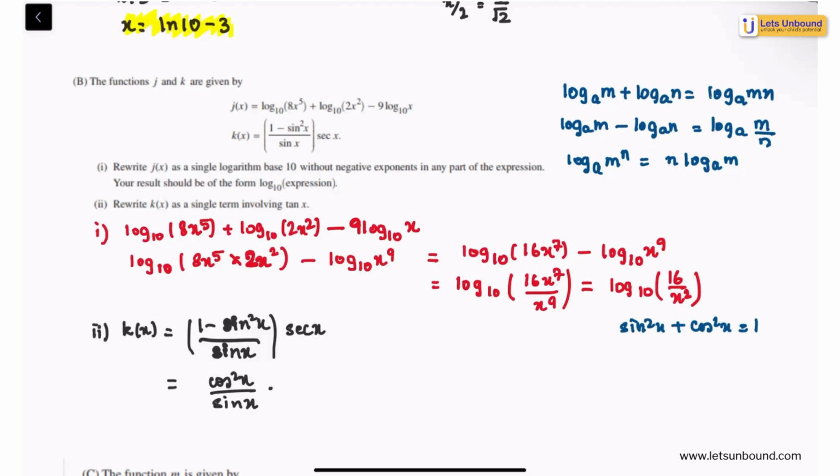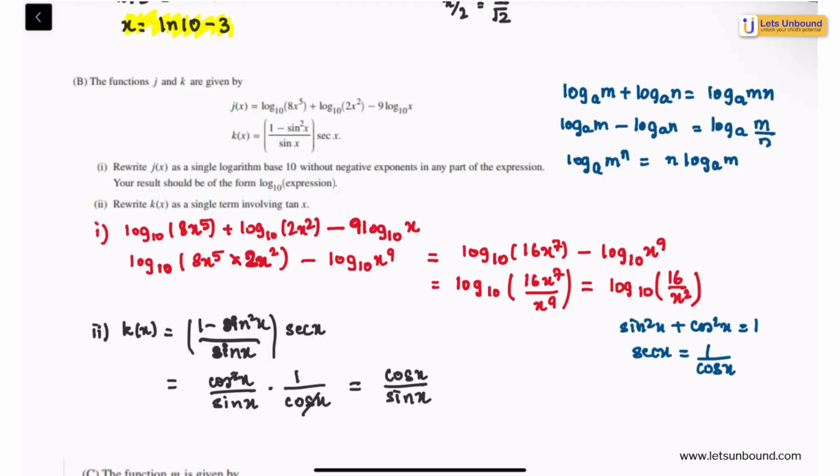I also know sec x is the inverse of cos x, which is, sec x can be written as 1 over cos x. So I will replace it here, 1 over cos x. Cos^2 x and cos x would just cancel out and I'll be left with cos x over sin x. Now cos x over sin x is cot x.